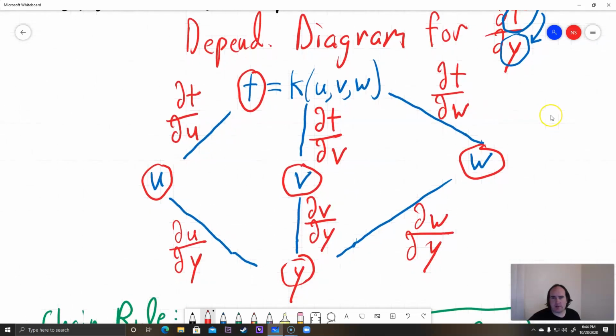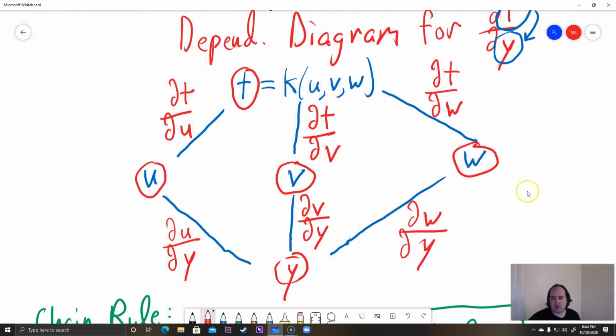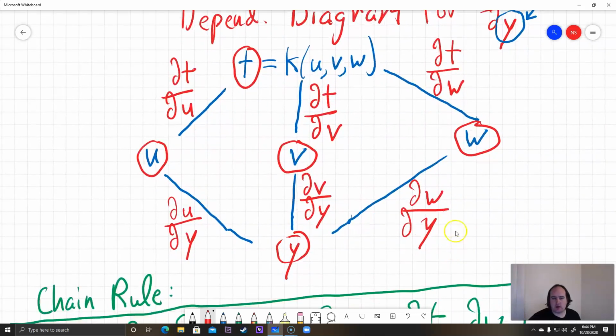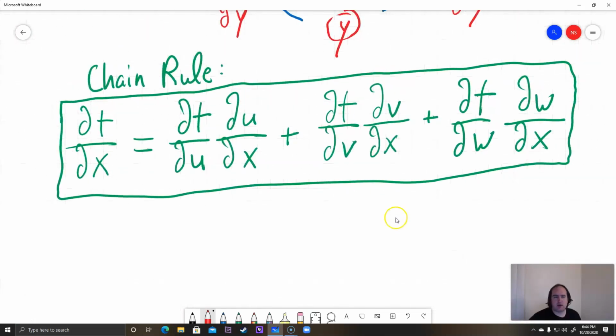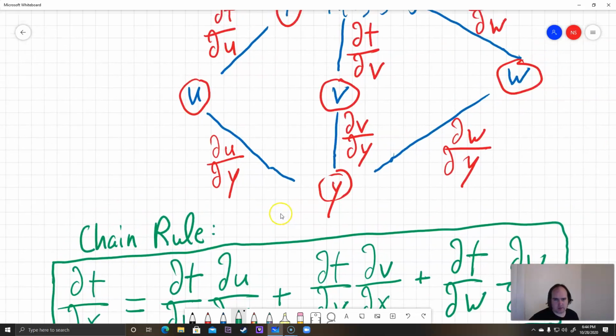Okay, so there's our dependency diagram for partial t, partial y. Basically the same idea as the other one. It's just that I replaced every single x with a y instead. And then if we want to go ahead and do our chain rule, this time we're going to be doing the chain rule for partial t, partial y. The setup's going to be very similar. In fact, we're really just going to end up replacing all these x's with y's.